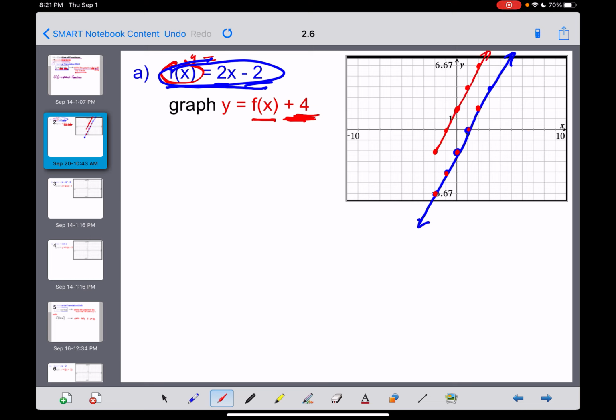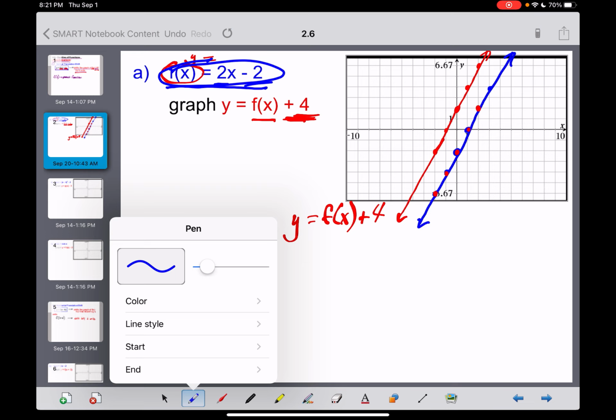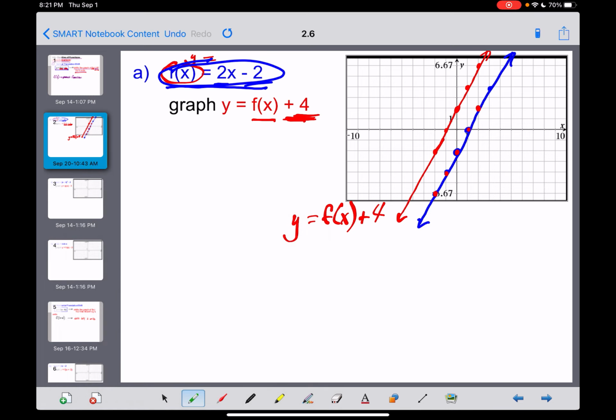So I'll go ahead and draw this graph right here. And what we have there in red is the graph of y equals f of x plus 4. That graph has been moved. Let me switch to a different color right here. That graph has been moved 4 units up from every point on the existing graph right here.